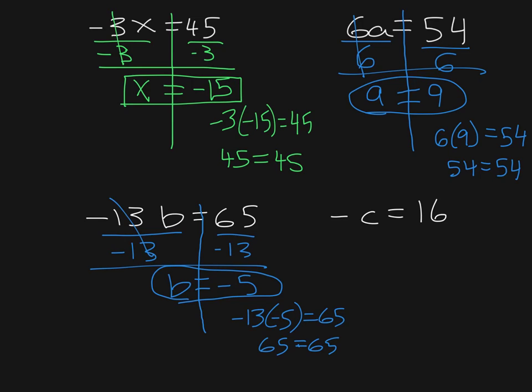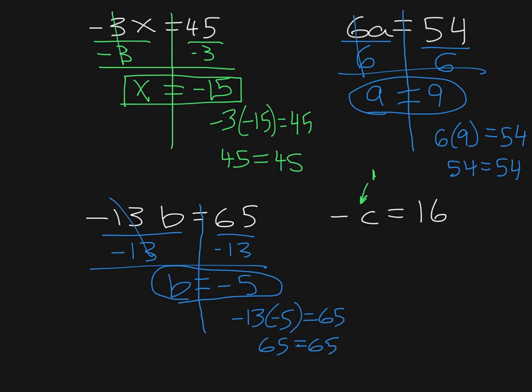All right, our last example here. Ooh, this one's a little tricky. Negative c equals 16. Now, we've seen problems like this before, where we have a negative and then just a variable. And remember, we can think of there being a number in front of that c. We can think of there being a 1 there. So this is like having negative 1 times c.